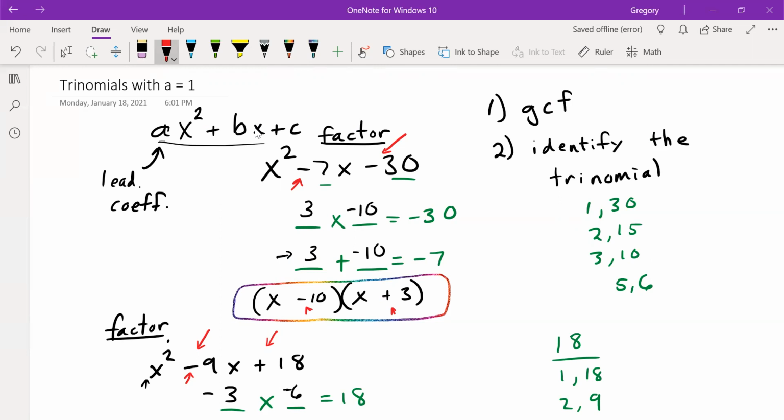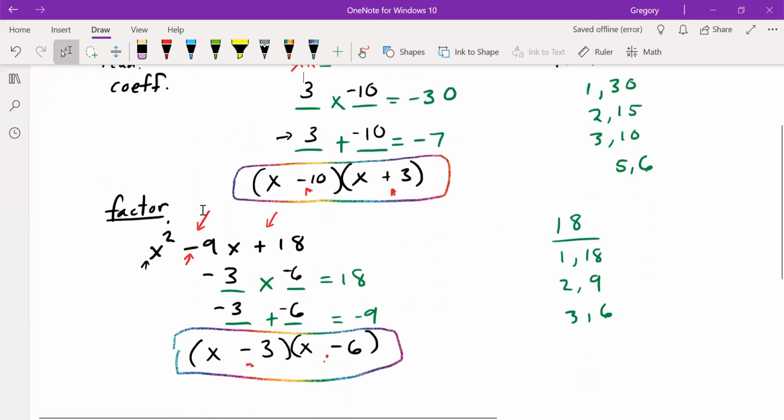It's bigger. So the number with the larger absolute value gets the same sign that's in the middle here. So it's negative, therefore negative goes to the 10. And obviously then the opposite sign goes to the 3. So again, if you have a negative at the end, once you find your factors, the larger of the two gets the same sign as the middle term. It's a little trick you can use just to verify that you're on the right track.